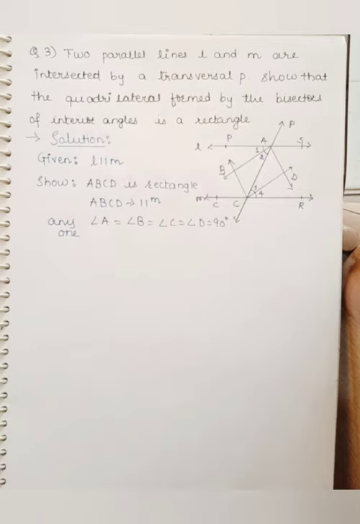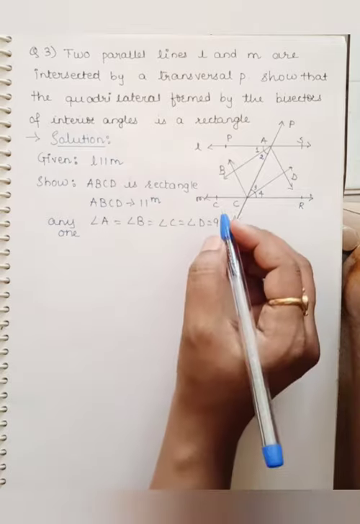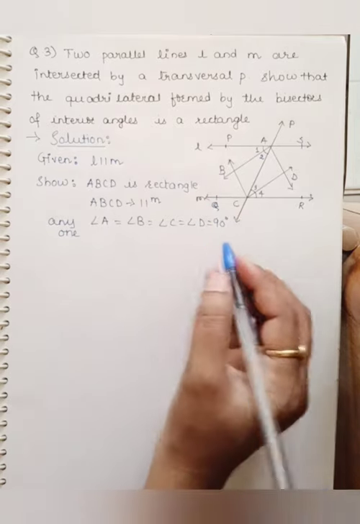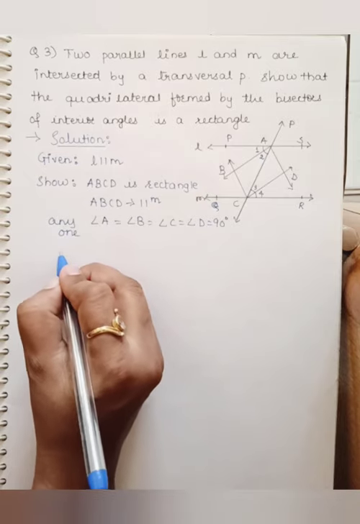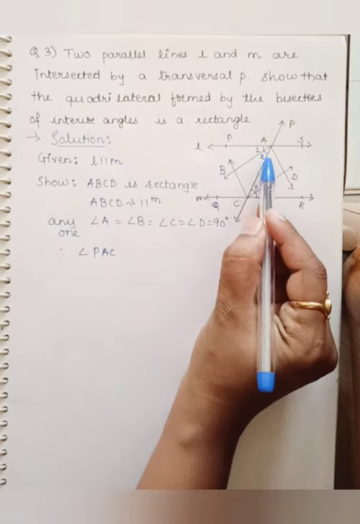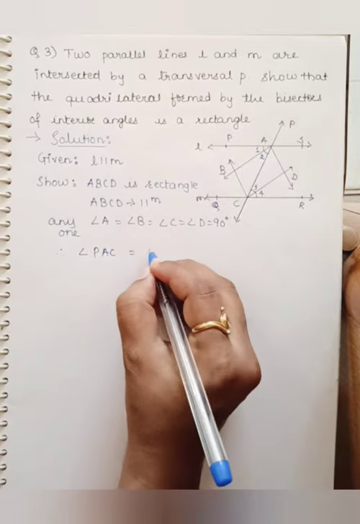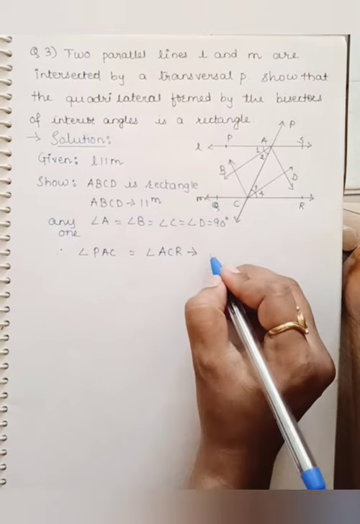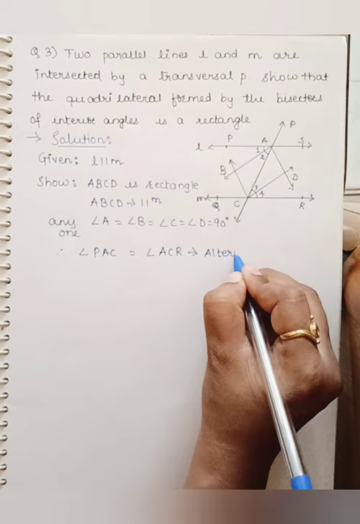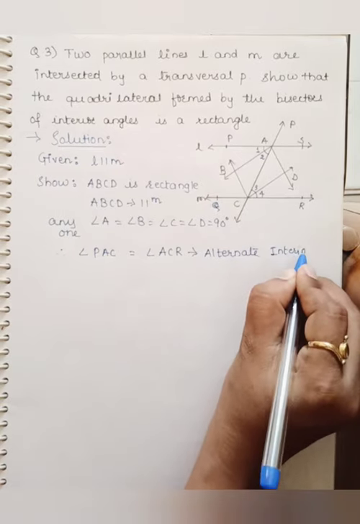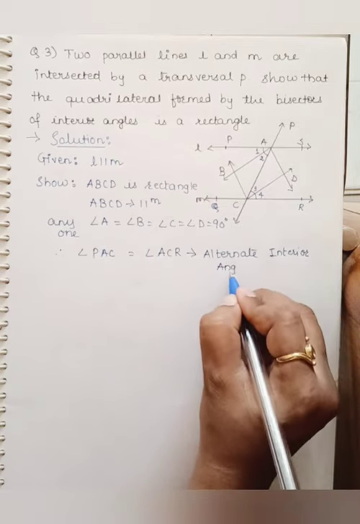Okay, so initially I will write PAC and ACR, and later on we can take it as this point should be Q. We can take it as the name of the angle. So as L is parallel to M, therefore angle PAC, meaning this complete angle, addition of 1 and 2, is equal to angle ACR, isn't it? Reason we will be specifying alternate interior angles, because both are alternate interior angles.